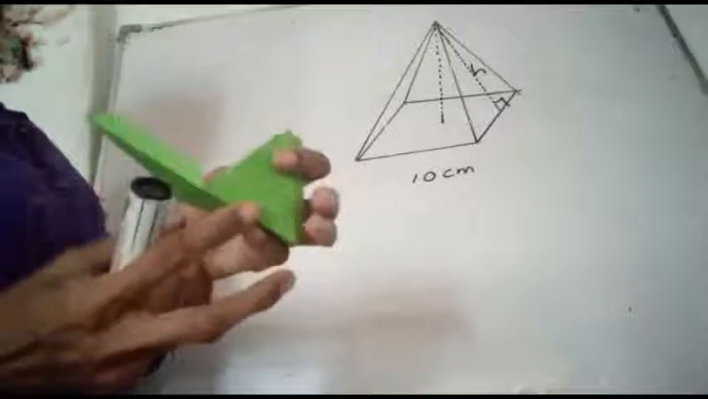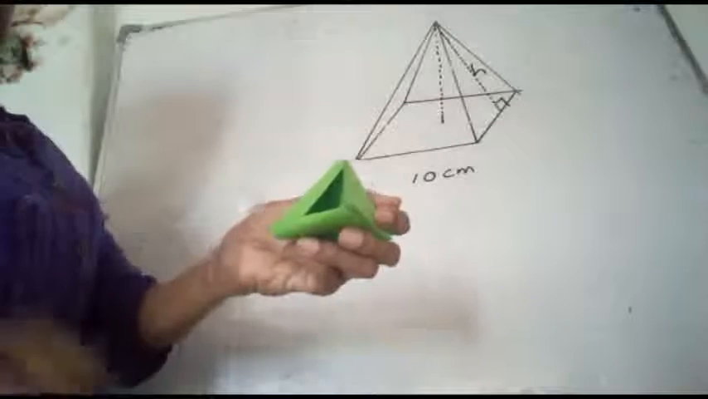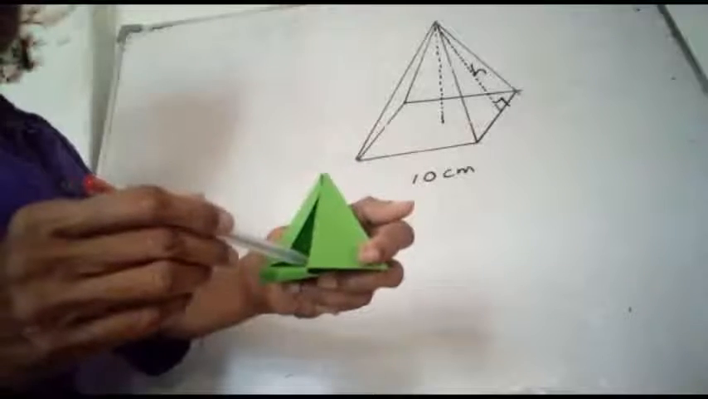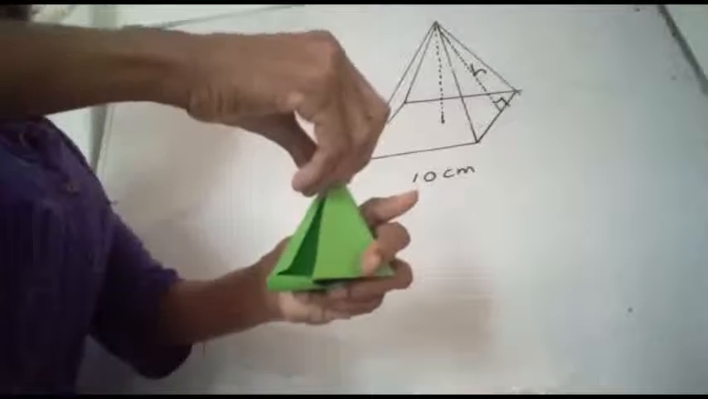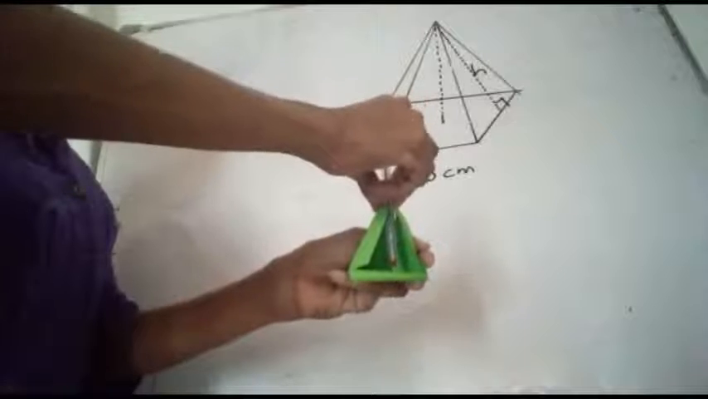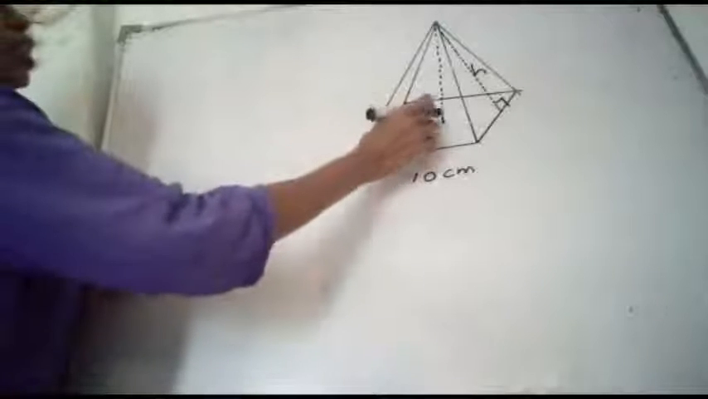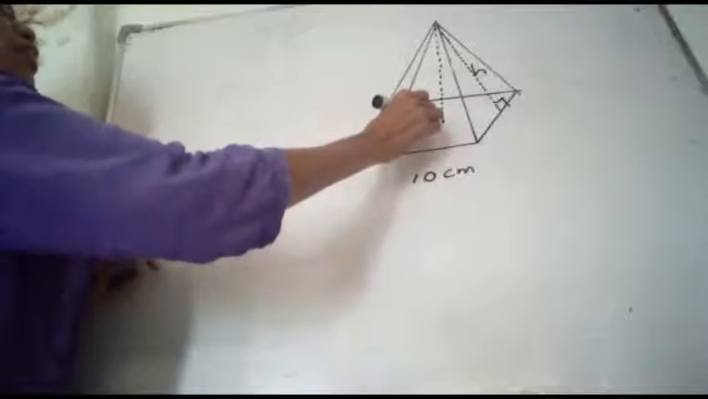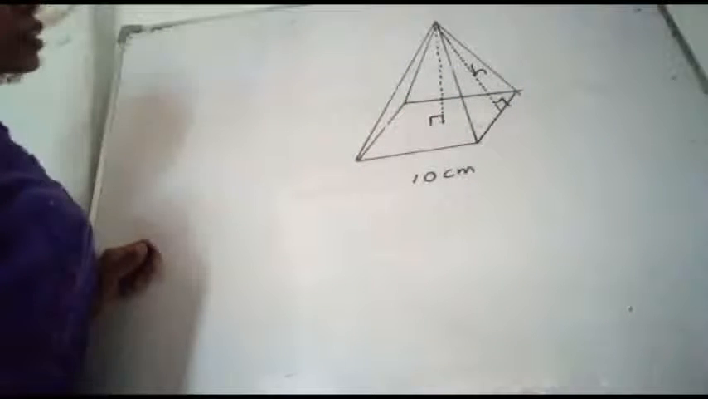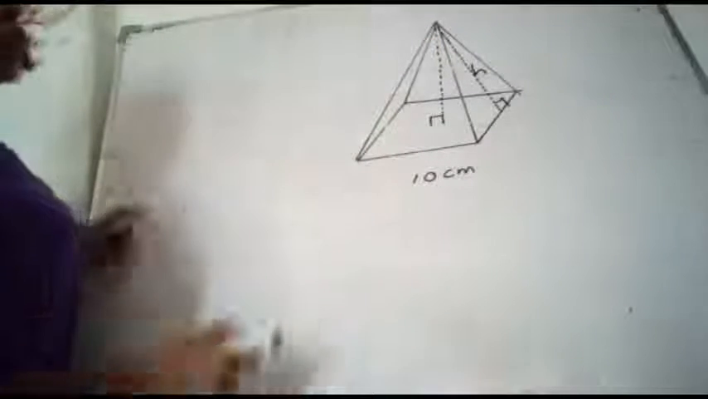When we join this point and the center of the square base, it is the height of the pyramid. When we join the center of this base and this vertex, it's the height of the pyramid. It's the height of the pyramid.